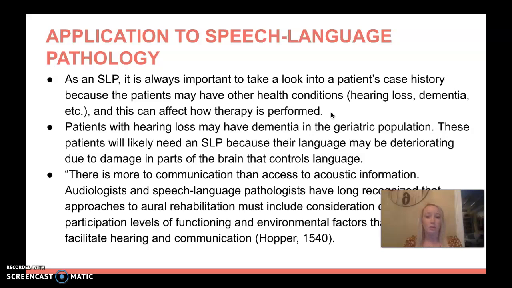Audiologists and speech-language pathologists have long recognized that approaches to oral rehabilitation must include consideration of activity and participation levels of functioning and environmental factors that hinder or facilitate hearing and communication. So it's very amazing to see that speech-language pathologists and audiologists are coming together to create that interdisciplinary team.